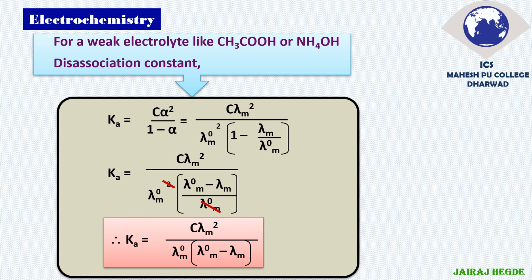We can remember this equation, or else we can derive it at the point of time by calculating alpha directly. We can calculate alpha by knowing lambda m by lambda m naught, and directly substitute that in C alpha square divided by 1 minus alpha. Both processes are easy. Let us try to go for problems.